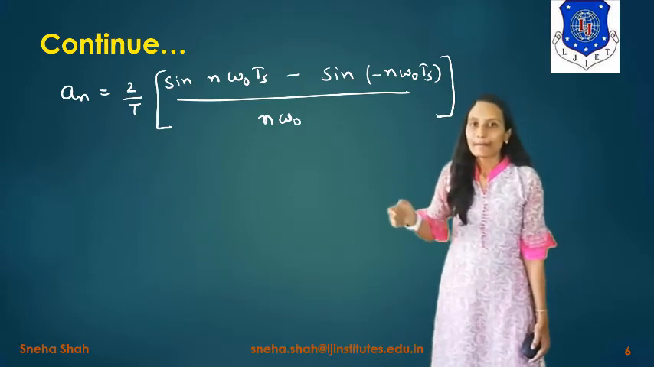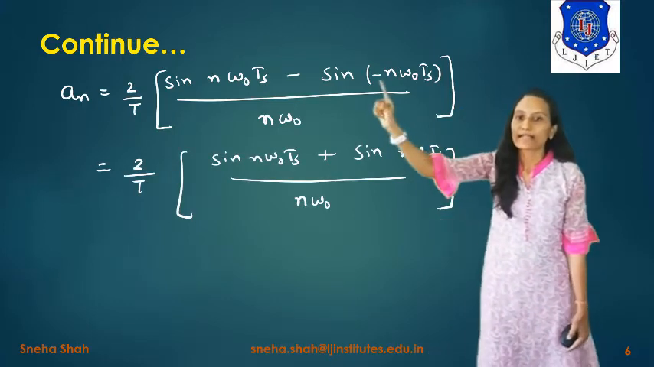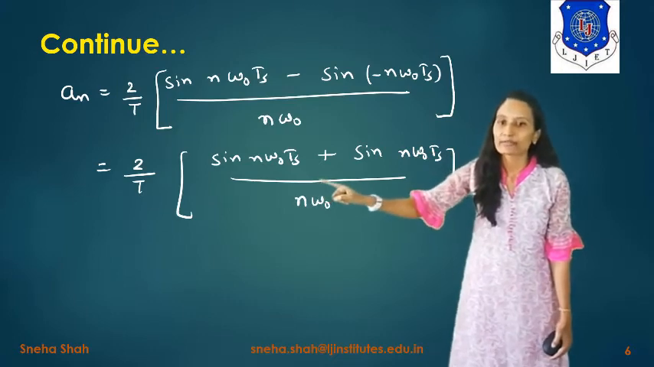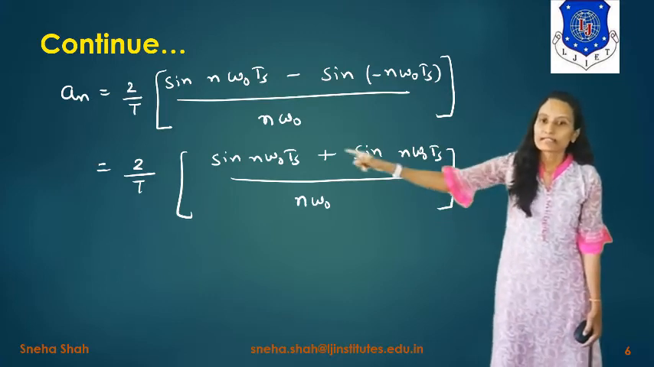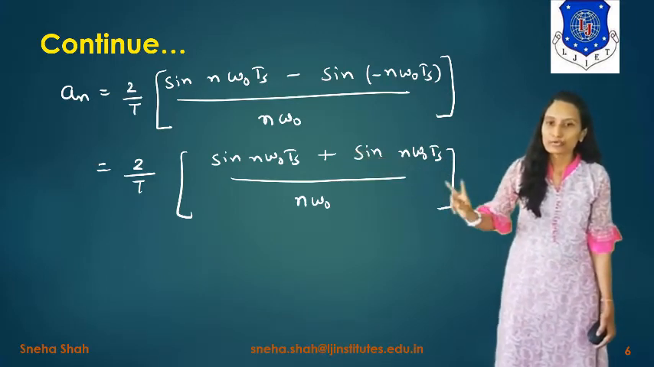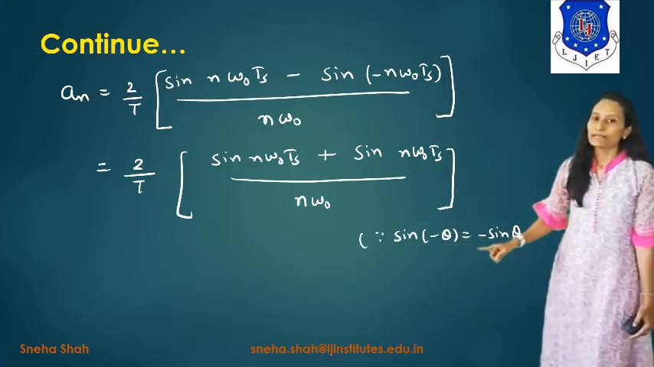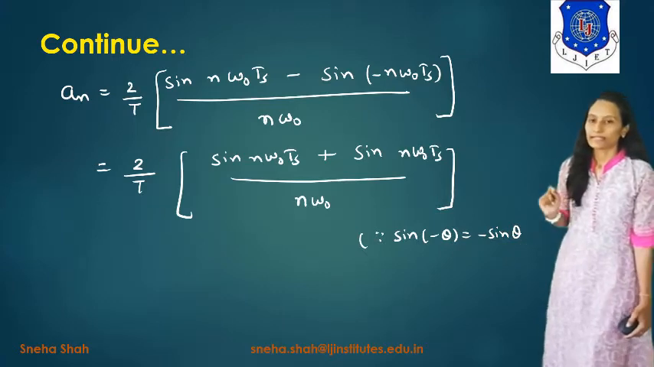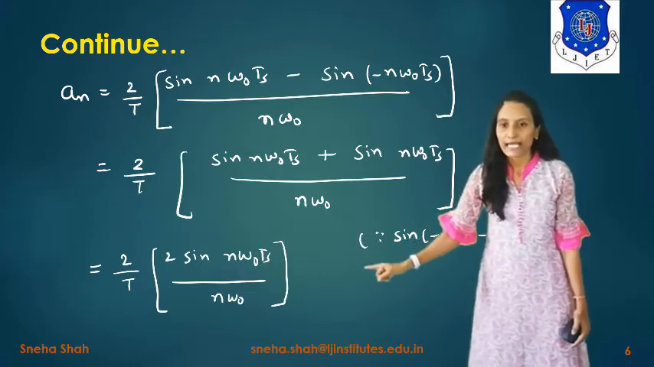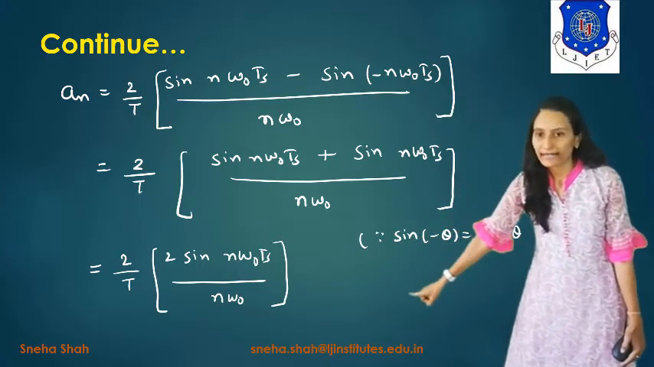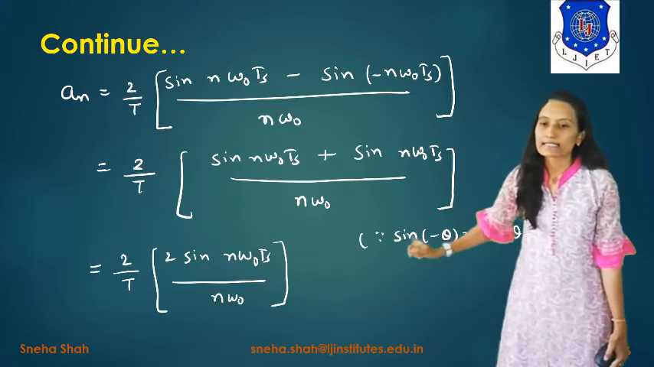Here we will apply the rule sin of minus theta equals minus sin theta. So this minus plus, the term will be sin n omega 0 Ts plus sin n omega 0 Ts divided by n omega 0. These two terms will be the same, so it will be considered as 2 times sin n omega 0 Ts. So here we have applied the rule sin minus theta equals minus sin theta. Now if we simplify this term, it will give you 2 sin n omega 0 Ts divided by n omega 0, and 2 into 2 means 4 times sin n omega 0 Ts divided by n omega 0.